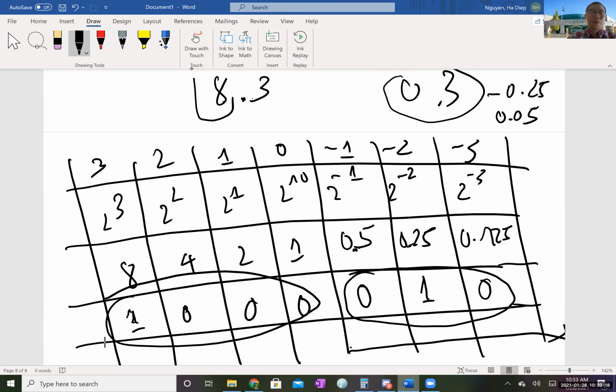So if you want to convert 8.3 into binary, you will have the integer part here, 1, 0, 0, 0, and the binary point. And for the 3, you will have 0, 1, 0 here. Okay, it makes sense.